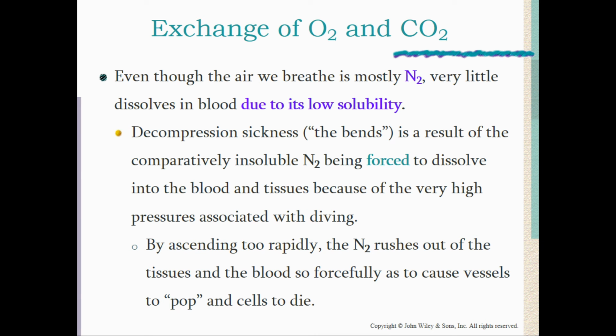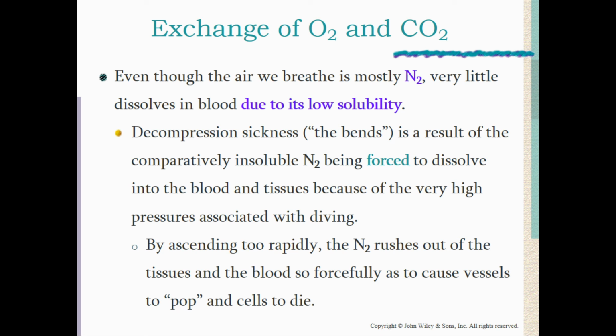Even though the air we breathe is mostly nitrogen, very little dissolves in the blood due to its low solubility. So nitrogen goes in, nitrogen goes right back out. Decompression sickness, also called the bends, is a result of the comparatively insoluble nitrogen being forced to dissolve into the blood and the tissue because of the very high pressures associated with diving. By ascending too rapidly, the nitrogen rushes out of the tissue and the blood so forcefully as to cause vessels to pop and cells to die.